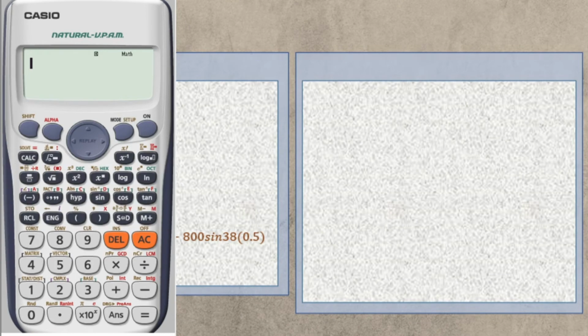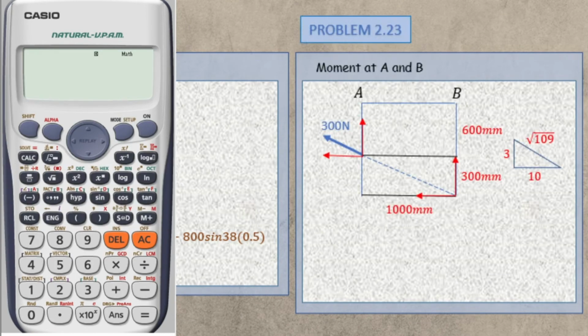Okay, so for problem 2.23, we need to find moment at A and B. So this is our given figure. So for us to solve for our moment A, I will assume clockwise positive. Here, you can use either of the two. You can use this component or this component, but I will choose this component because as you notice, this y component is already at A. So meaning it will not rotate at any point because it's already at A. So meaning it is already equal to 0.